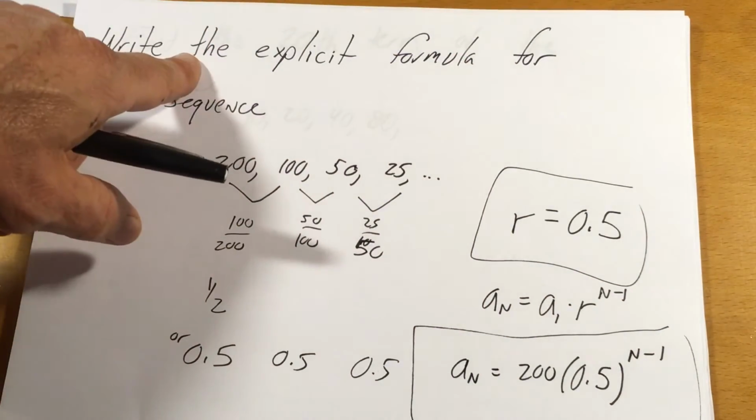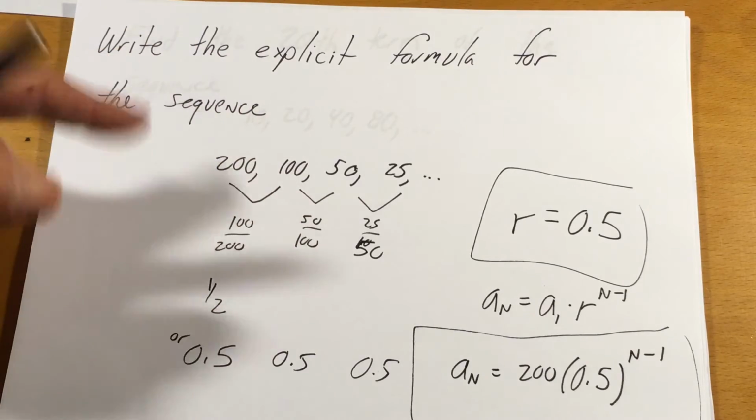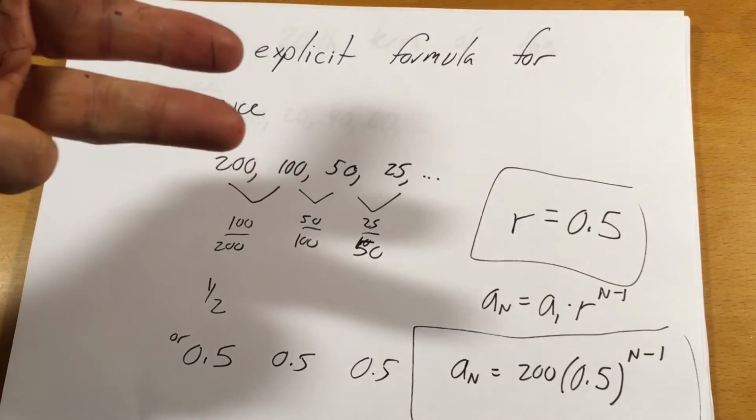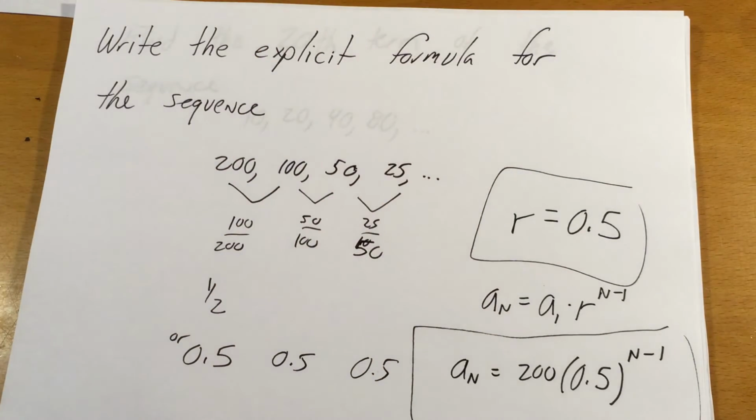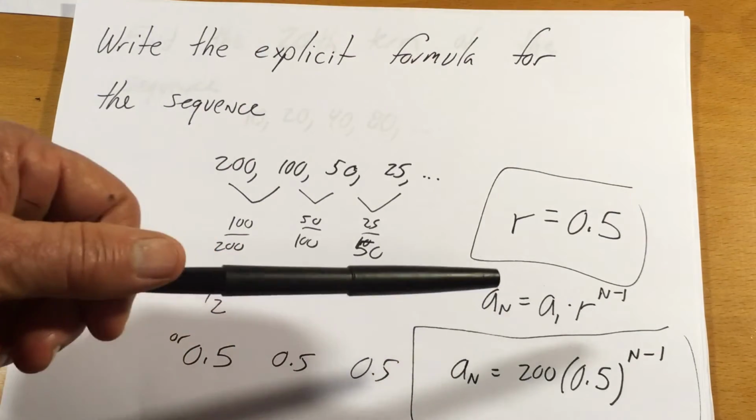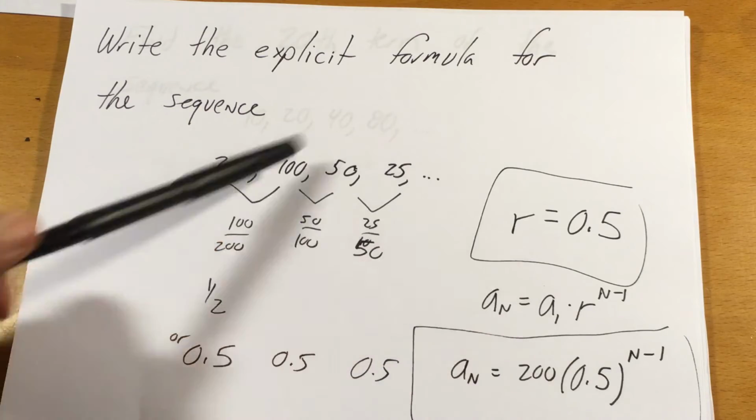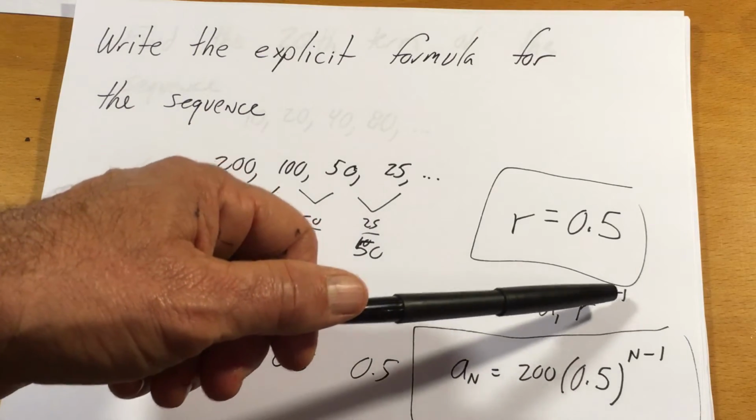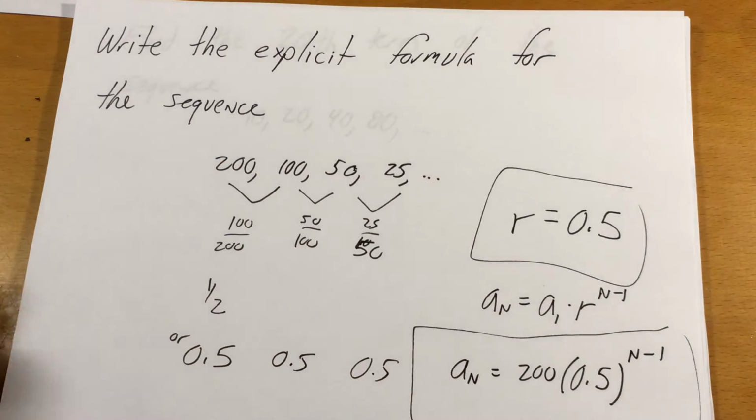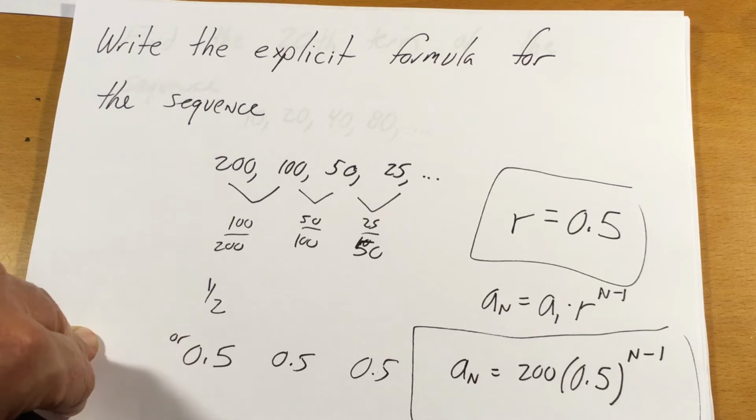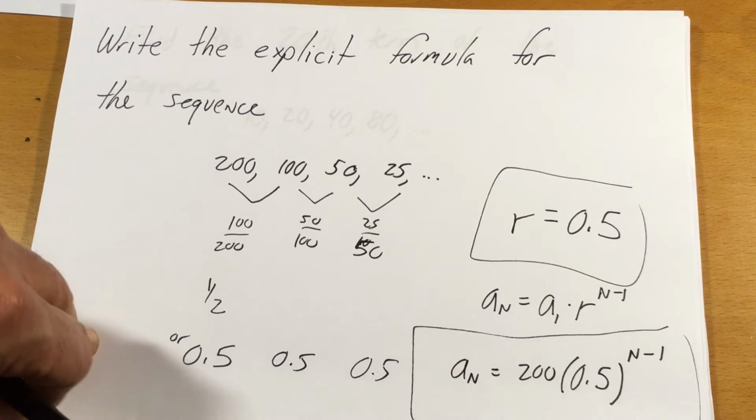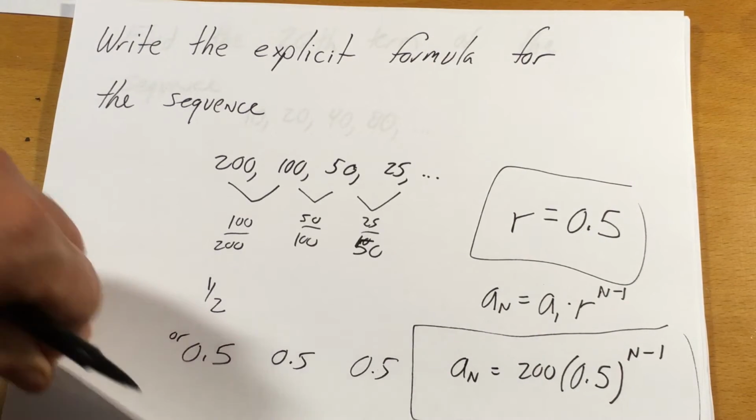So if this is write the explicit formula, and it's geometric, there are other steps. First, figure out if it's arithmetic, geometric, quadratic, or some other type. This is geometric. Write down the formula. Plug in the first value, in this case 200. Plug in the r, in this case 0.5.